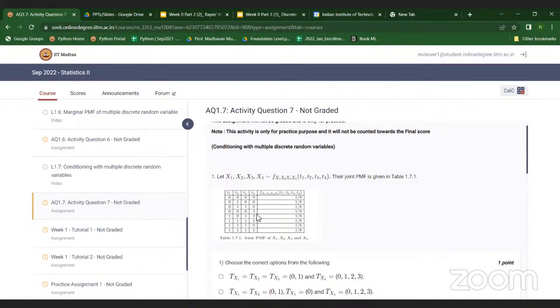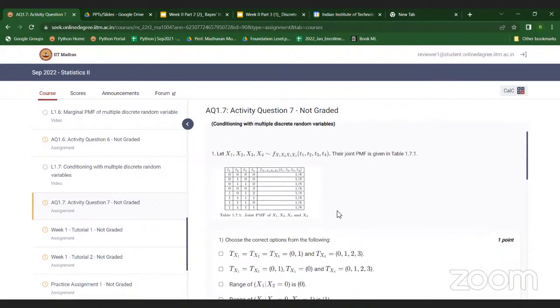Even here, it's not going to be too much different from what we have seen before. Since we have more variables, we should be more cautious while we are writing these formulas. They mentioned x1, x2, x3, x4. Here we have 4 random variables. The joint PMF consists of 4 random variables.